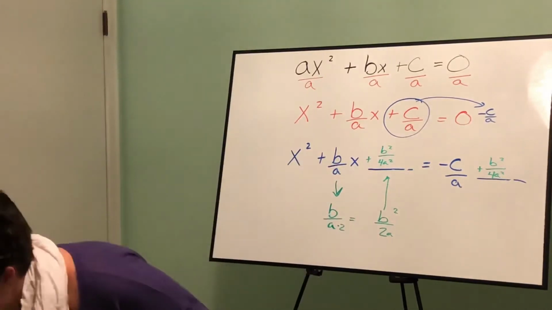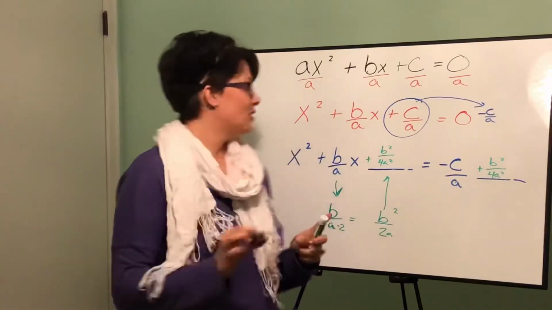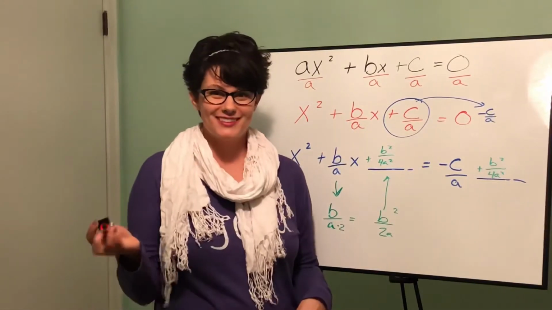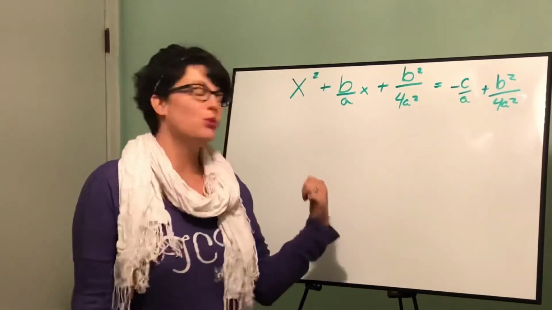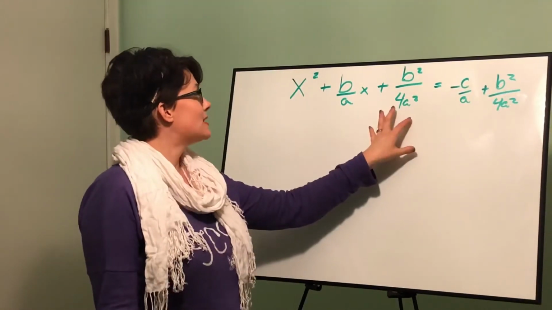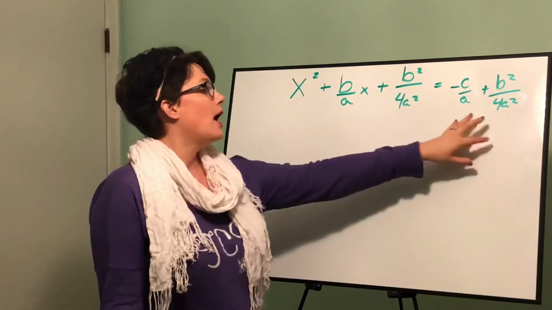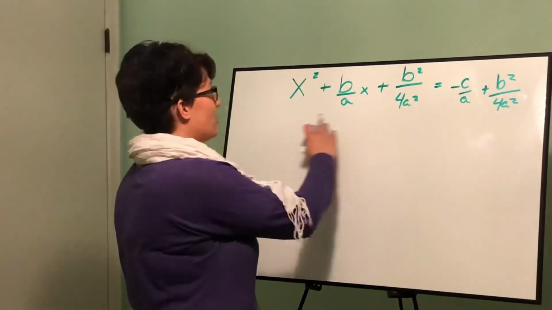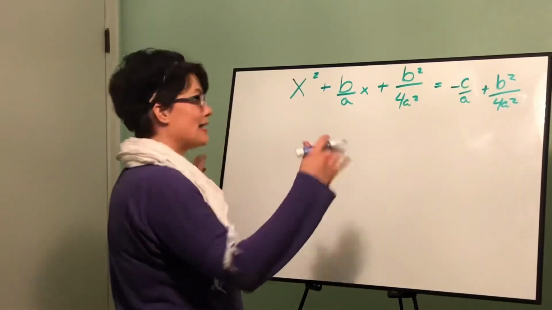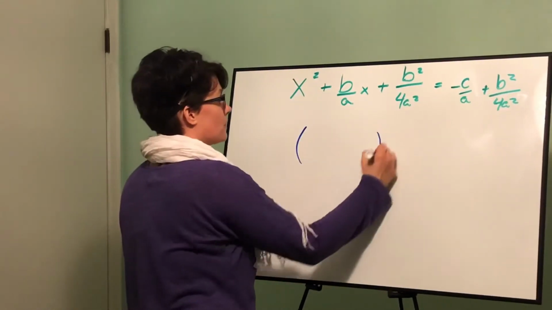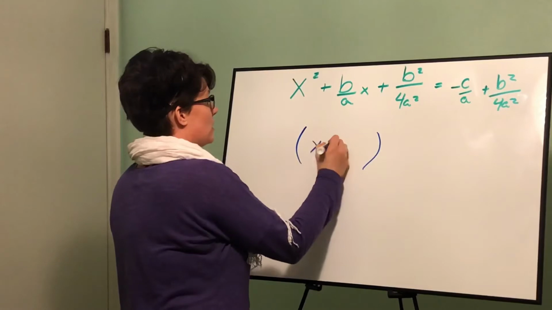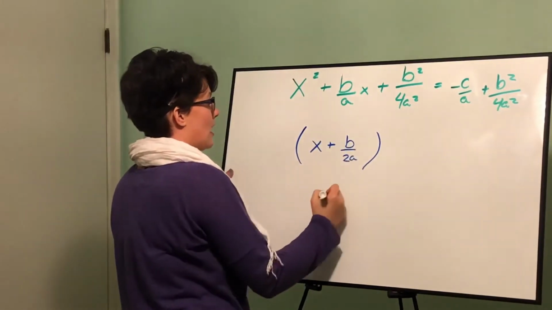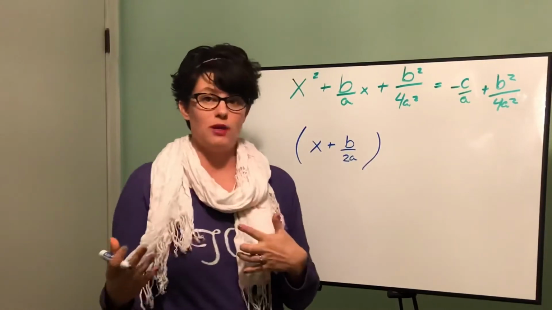All right. The third step, well, let me come back in a minute after I have my board all cleaned off. Anyway, the next step would be to rewrite this side as a perfect square trinomial and combine these two over here. So if I was going to write this as the perfect square trinomial, the factors would be x plus b over 2a times another x plus b over 2a.